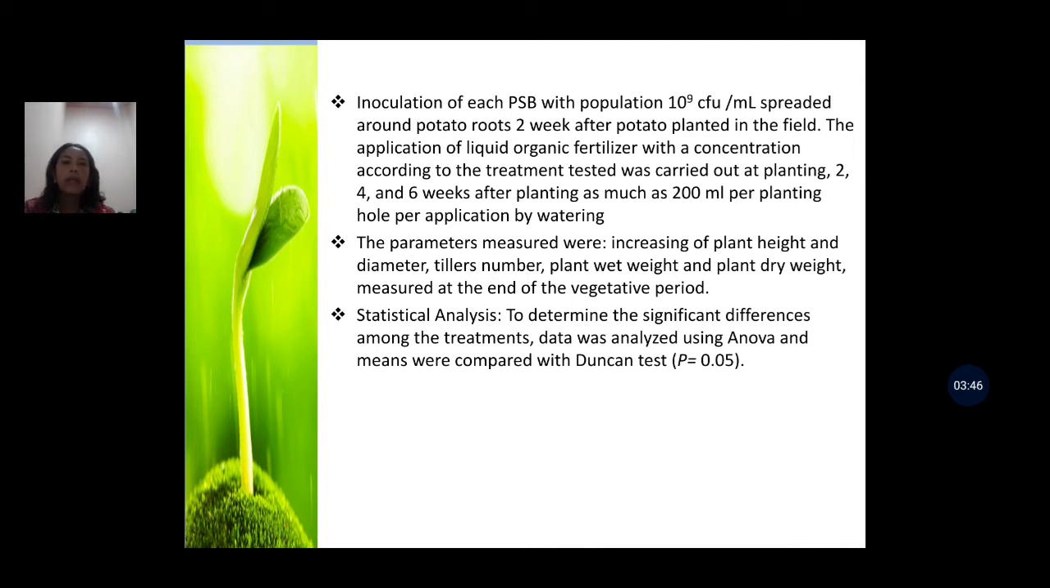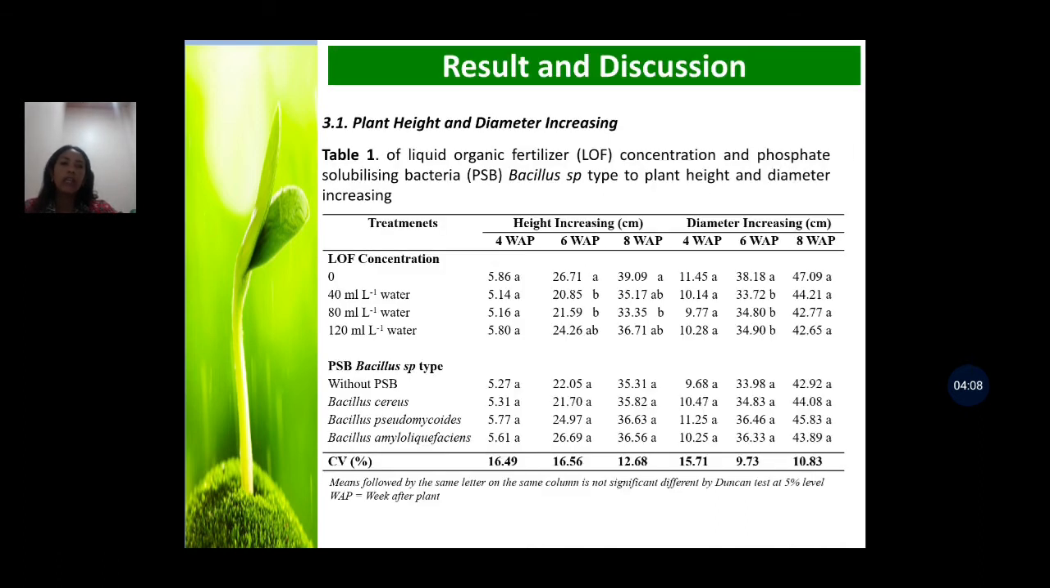The parameters are increase in plant height and diameter, tillers number, plant wet weight, and plant dry weight, measured at the end of the vegetative period. To determine the significant difference among the treatments, data was analyzed using ANOVA and means were compared with Duncan test. Result and discussion. Plant height and diameter increase.